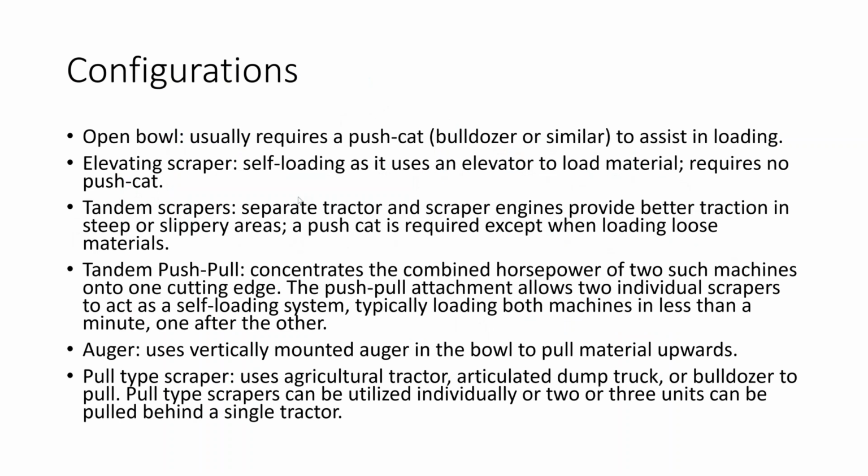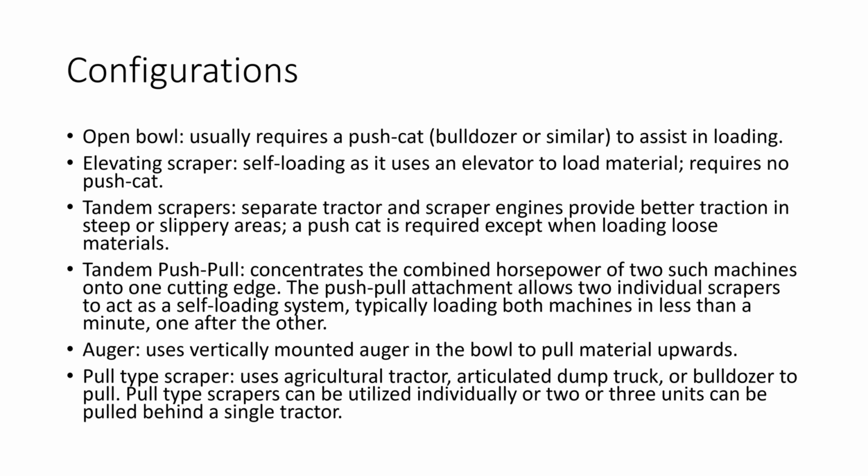So our scrapers come in several different configurations, and each of those configurations is different in the way in which the vehicle is operated and in the way in which the vehicle is going to be loaded. The first and the most common is an open bowl configuration. In an open bowl, we have what it sounds like. There's a bowl that has nothing else in it other than space and the ejector.